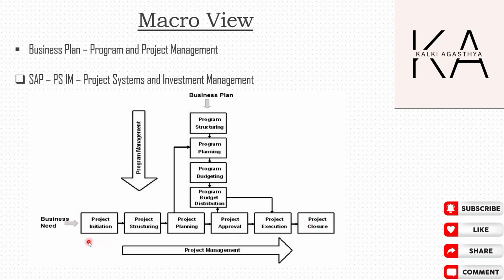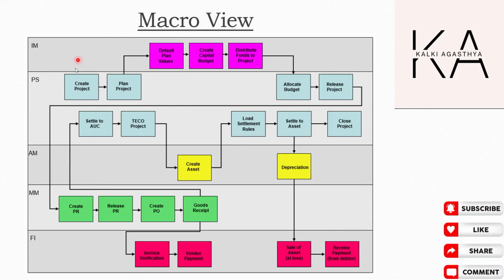So PS, project systems, falls at the project management level, and IM, investment management, falls at the program level, right? So IM will be an integral part of program management and PS will be an integral part of project management, right? So this is all about the business plan with respect to program management and project management, correct? Now coming to the integration of PS and IM with respect to other modules. IM, investment management, is a program done at the managerial level, whereas PS, project systems, is more done at the operational level.